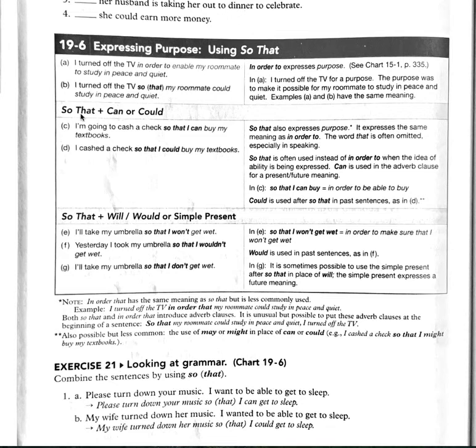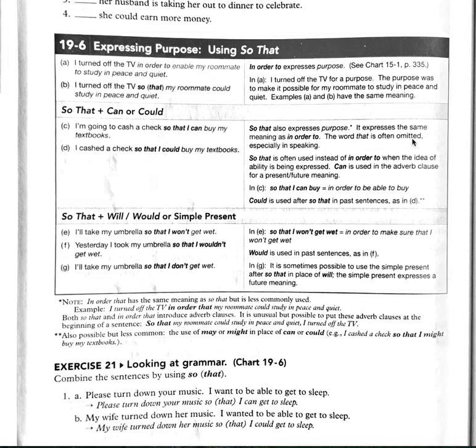Using so that plus can or so that plus could. Look at C. I am going to cash a check so that I can buy my textbooks. Here I'm using can because I am going to. Okay, that's in the immediate future. So we use can, the simple form. But look at D. I cashed a check so that I could buy my textbooks. Here we're using could because look at the verb here. I cashed the check. That means it already happened. Therefore, I'm going to use could, the past tense of can. So that also expresses purpose.